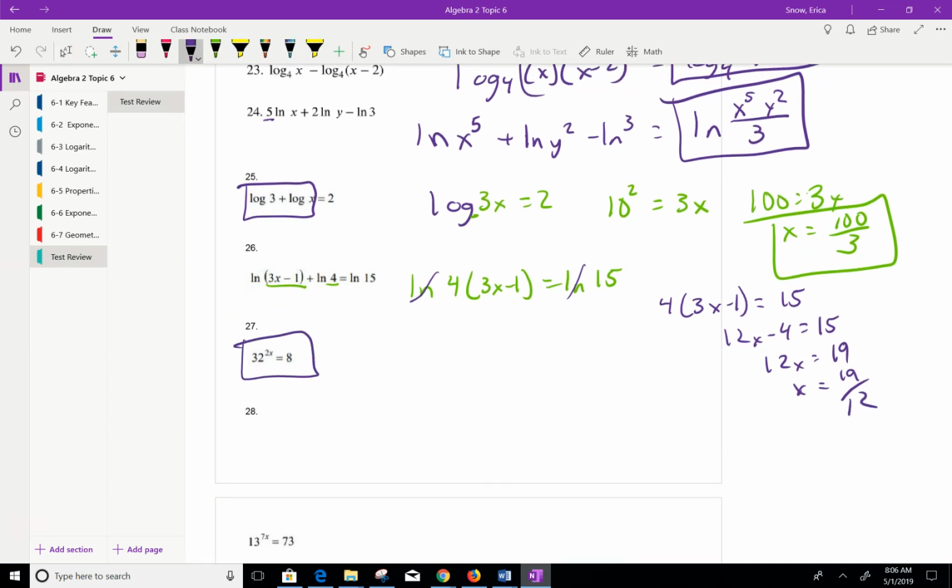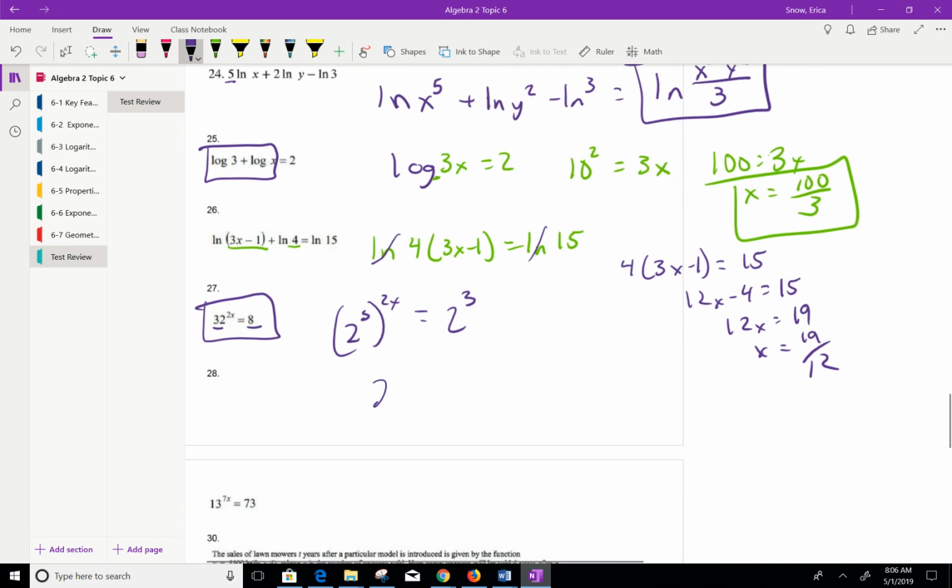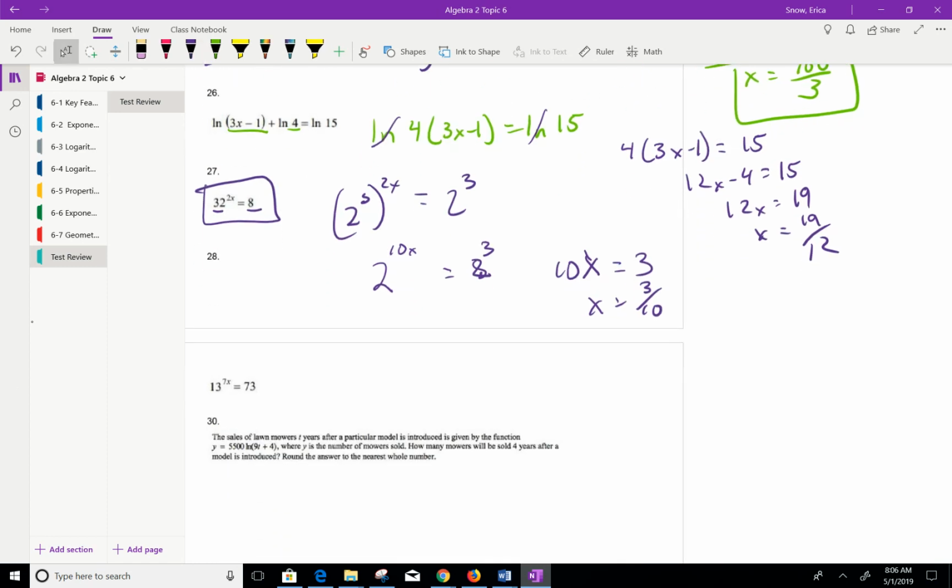Here we can change our base. So we can have 2 to the 5th to the 2x equals 2 cubed, because 32 and 8 are both powers of 2. So we have 2 to the 10x equals 2 cubed. 10x equals 3, and x equals 3/10. Done.